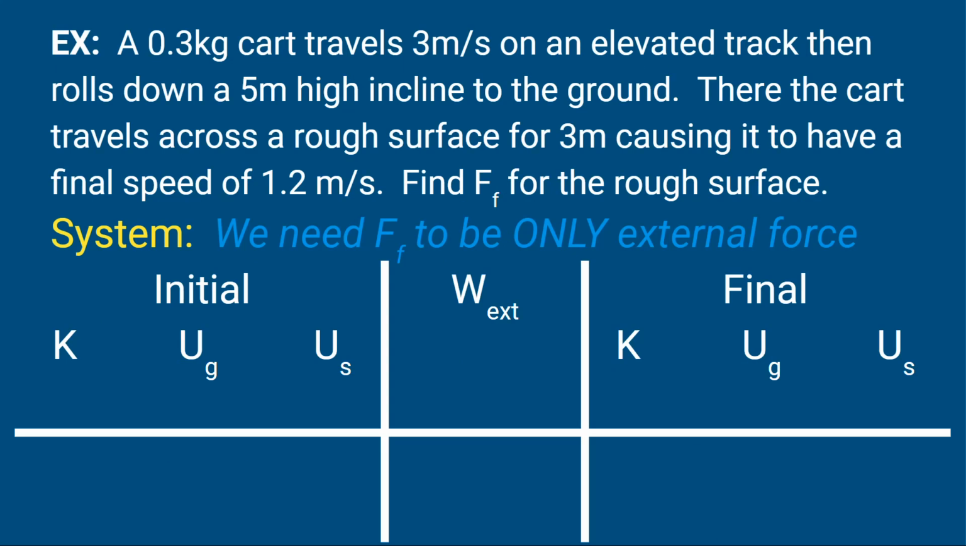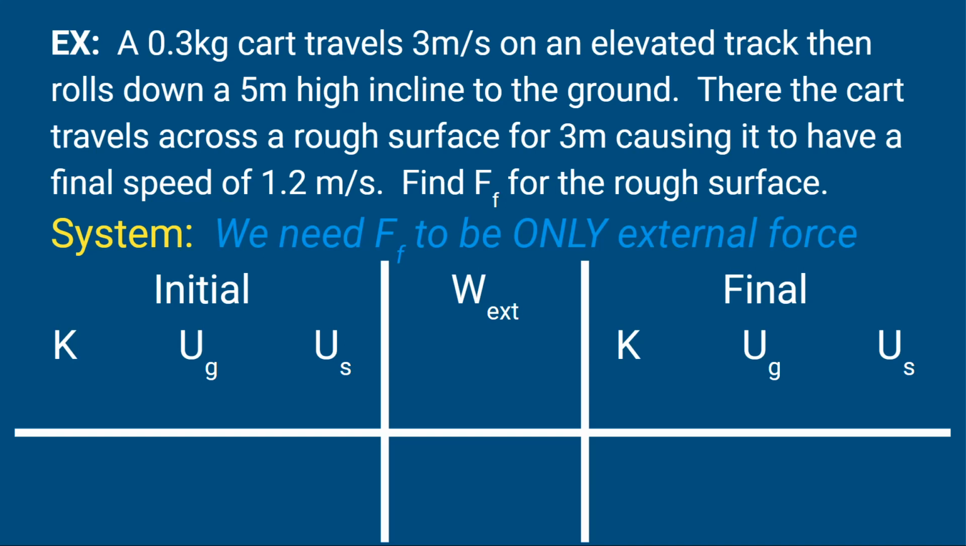Okay, so let's try an example calculation. We're going to start with the bar chart so that we can visualize everything and then get our equation from there. And once we have our equation, then we can actually work on solving it. So this question says a 0.3 kilogram cart travels 3 meters per second on an elevated track and then rolls down a 5 meter high incline to the ground. There, the cart travels across a rough surface for 3 meters, causing it to have a final speed of 1.2 meters per second. Find the force of friction for the rough surface.